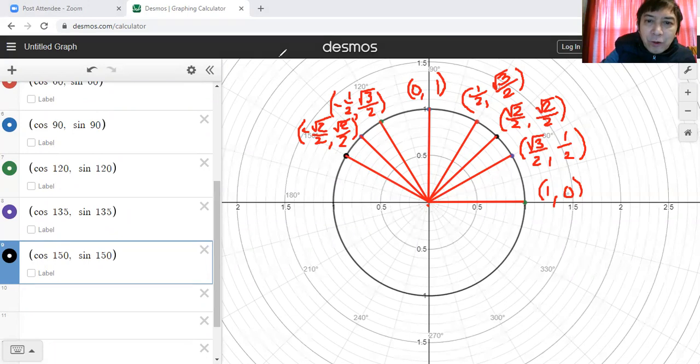What are the coordinates for the 150? Of course, this will be negative square root of 3 over 2 and a positive 1/2 there. You can verify this later using book documents, for the values.